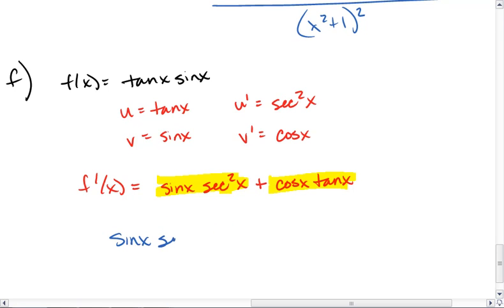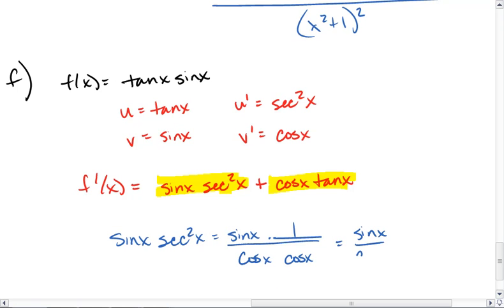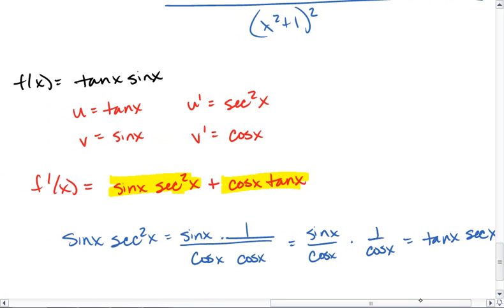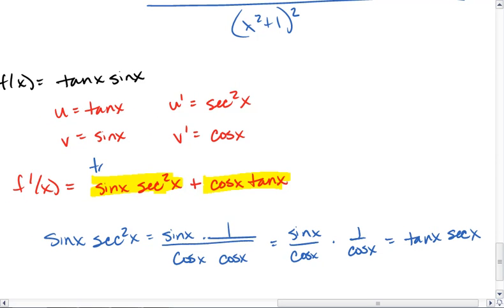Sine x times secant squared x is the same as sine x times 1 over cosine squared x, or 1 over cosine x times cosine x. Well, I have then sine x over cosine x times 1 over cosine x, which is the same as sine over cosine is tangent, and 1 over cosine is secant. So sine x secant squared x is actually tangent x secant x.